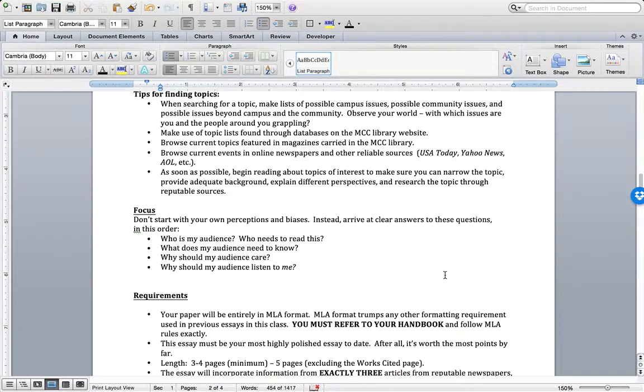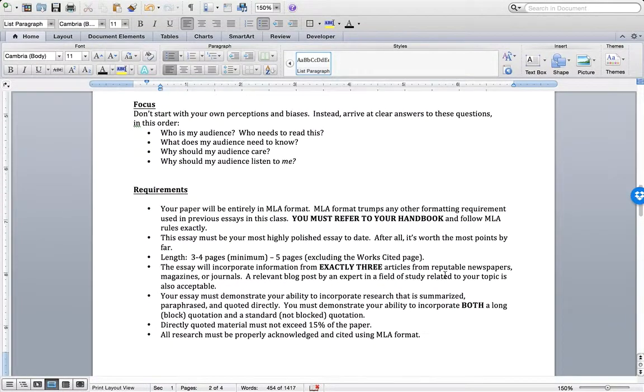So as we start, it's important to be focused on the right things. We don't want to start with our own perceptions and biases. Instead, we want to ask the following questions and try to arrive at clear answers to them in this order. Who is my audience? Who needs to read this? What does my audience need to know? Why should my audience care? Why should my audience listen to me?